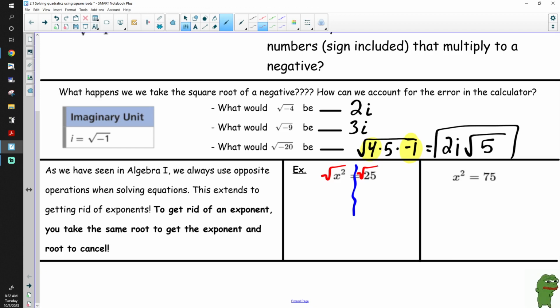Now, what is the square root of x squared? What times itself is x squared? x, right? x times x is x squared. This square root is just getting rid of the squared, leaving us with just x. On the right side, we have to take the square root of 25. And I'm going to be a little mean, okay? The square root of 25 is 5. And what else?